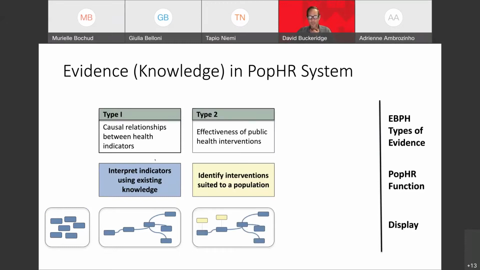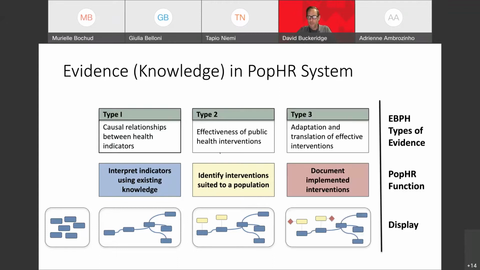Type 2 causal evidence is more about the evidence of what can we do about that. So going back to the analogy of smoking causes lung cancer, type 2 evidence would refer to evidence about what we can do to stop that smoking that might cause lung cancer. So what are effective public health interventions? And the third type of evidence they refer to in this theory or framework is evidence about how do you actually adapt and translate interventions to make them effective in a specific location. So what we might even think about as implementation science these days.